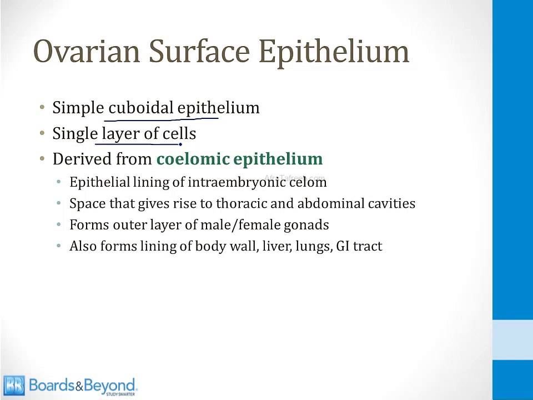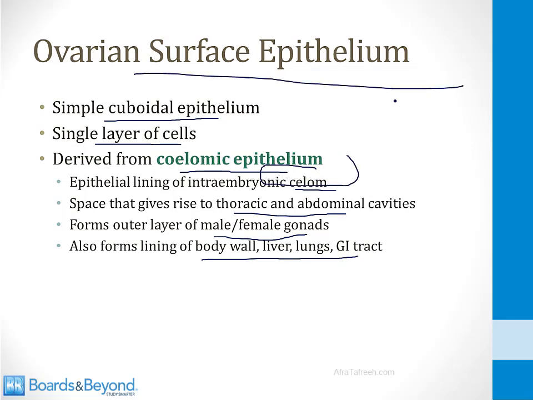This epithelial layer is derived embryologically from the coelomic epithelium. This is the epithelial lining of an embryonic sac called the coelom. This is a space that gives rise to the thoracic and abdominal cavities. It also forms the outer layer of male and female gonads. It also forms the lining of the body wall, the liver, lungs, and the GI tract. But for our purposes here, what you want to know is that this epithelium of the coelom is what gives rise to the ovarian surface epithelium.